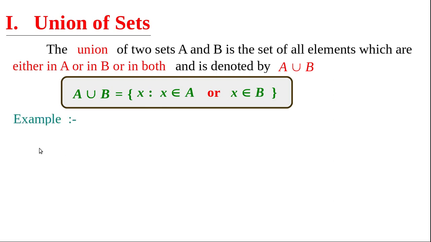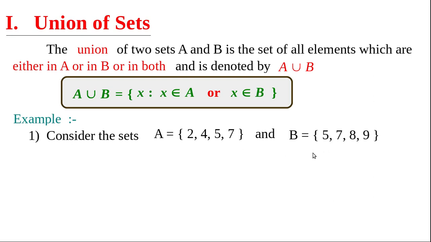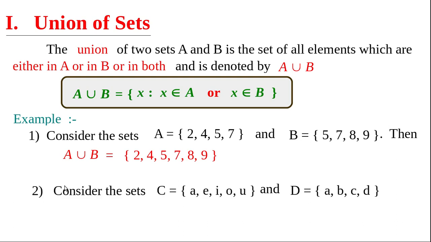Now write some examples. First one, consider these sets A equals {2, 4, 5, 7} and B equals {5, 7, 8, 9}. Then what is A ∪ B? That is the elements which are either in A or in B or in both. List every element that is present in A or B. Clear? Now another example, C and D. Then what is C ∪ D? That is a, e, i, o, u, b, c, d.